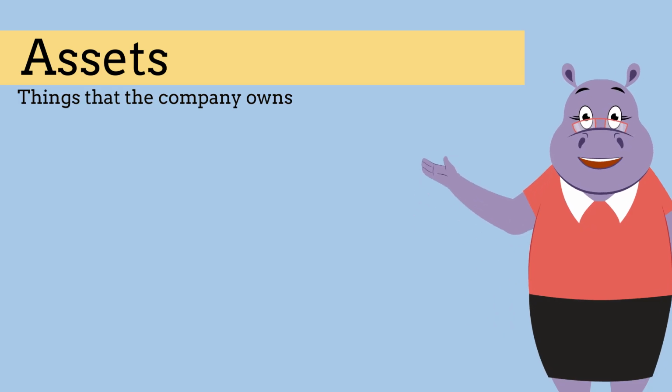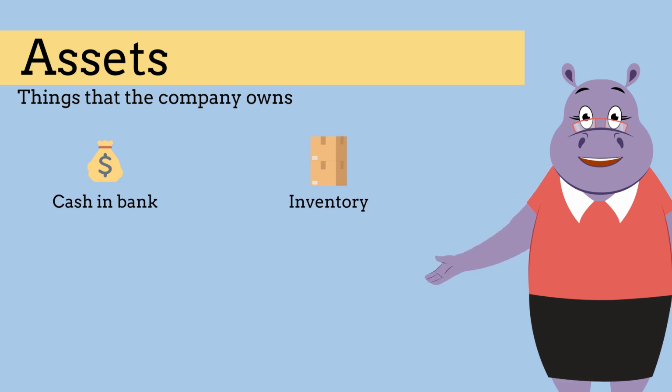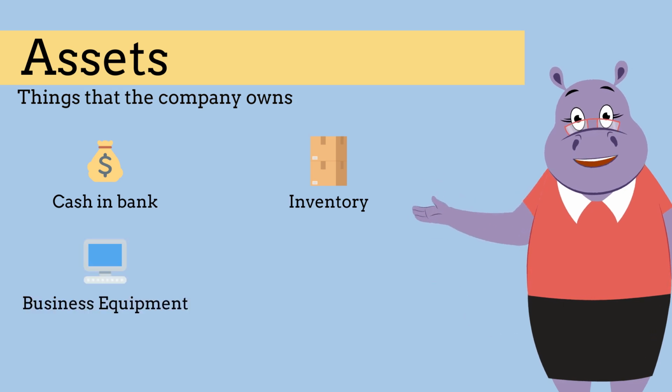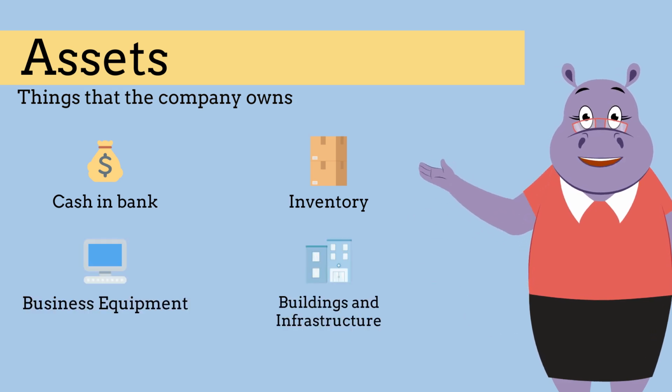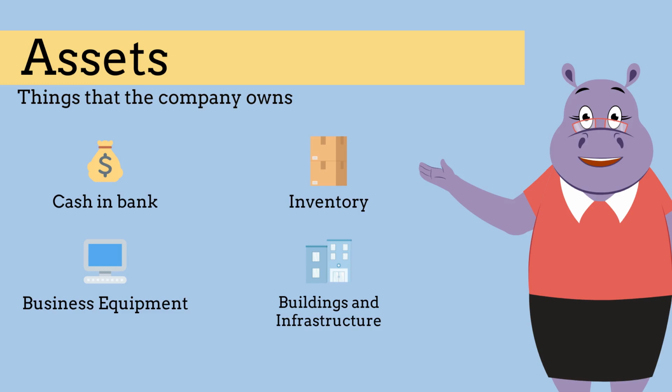Assets are things the company owns that have value. For example, cash in the bank, inventory to sell, equipment used in the business, and buildings the company owns. Think of assets as the items or resources that the company possesses.